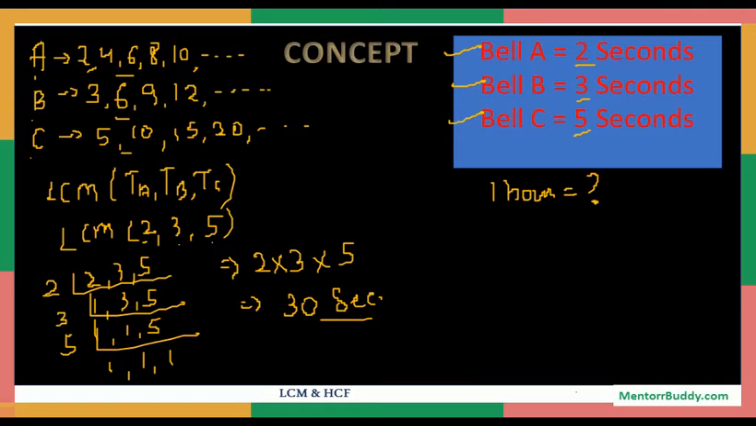Now the question says that in a span of 1 hour, that is 60 minutes, how many times are the 3 bells going to ring all together? We can see that in 30 seconds the bells are ringing 1 time.